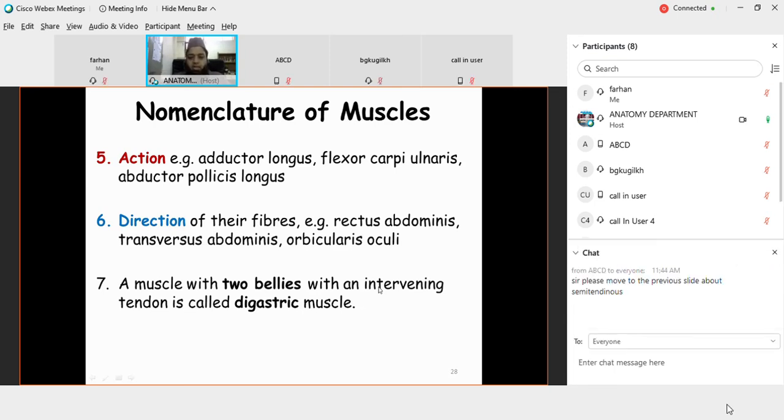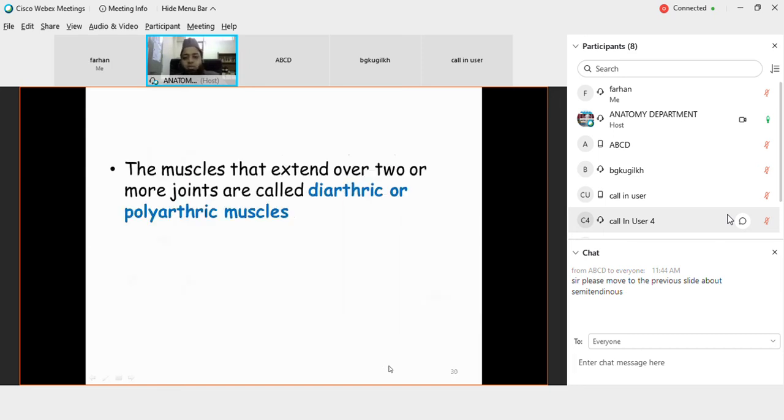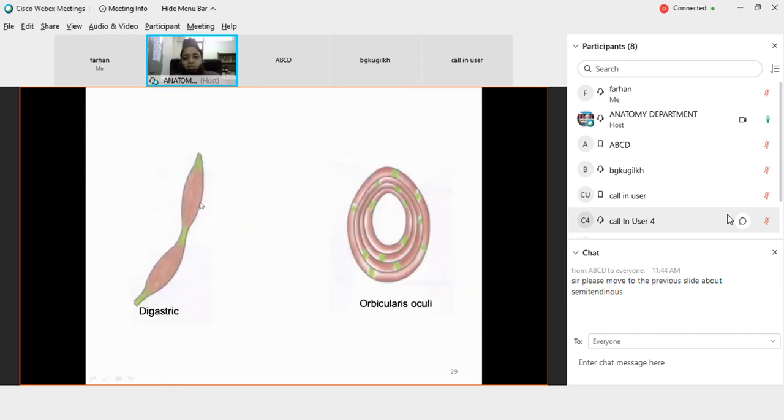Two bellies, digastric. Neck में muscle होती है. It is called digastric because it is having two bellies. Digastric, two bellies. And a muscle with a number of intervening tendons or intersections is the rectus abdominis we saw. So इस तरह से ये digastric muscle है, दो belly हैं और बीच में टेंडिनस पार्ट है.